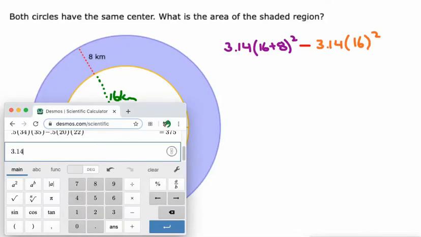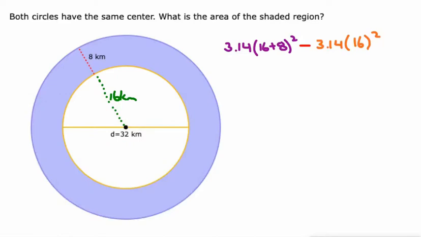So 3.14 times 16 plus 8, which we know is 24. Save ourselves a little bit of time. Squared, minus 3.14 times 16 squared. 1004.8. And that is kilometers squared.